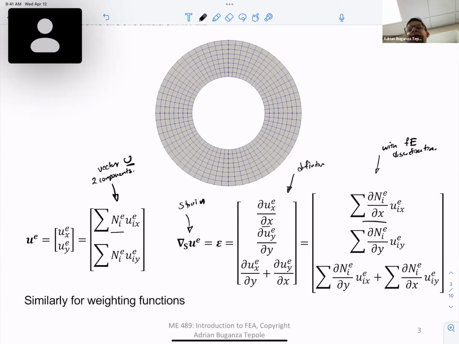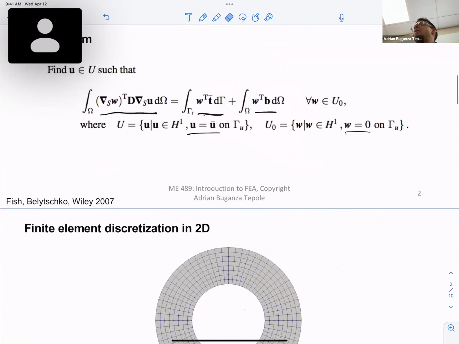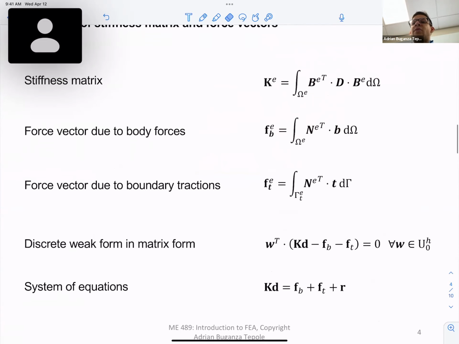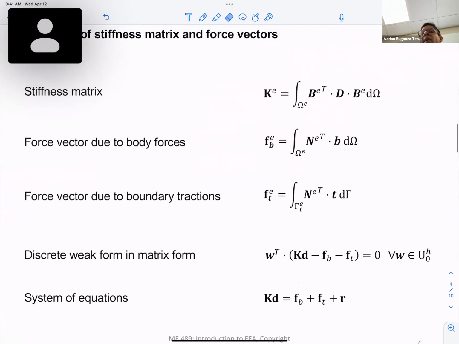And again, the difference with respect to the heat transfer problem is that this gradient looks a little bit different because it's the gradient of a vector field instead of the gradient of a scalar. Okay, so that is the finite element discretization. If you plug this discretization into the integrals of the weak form, you end up with the definition of the stiffness matrix and the force vectors.